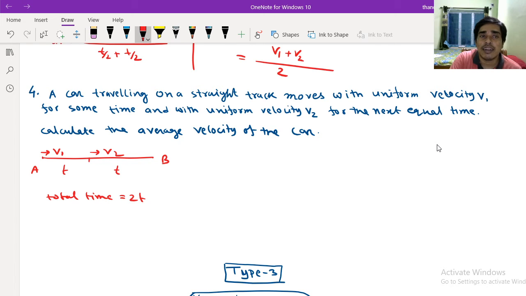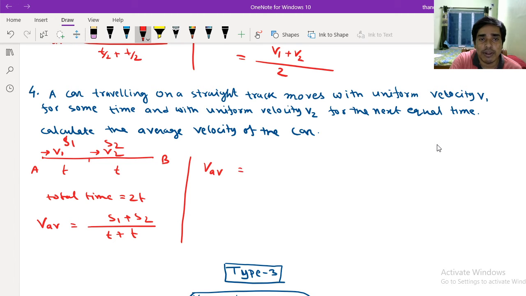Here you see that a car traveling on a straight track moves with uniform velocity v1 for some time, that means t, and with uniform velocity v2 for the next equal time, that means if this is time t, then it will be time t. Suppose this is s1, this is s2. So the average speed will be s1 plus s2, divided by the total time, that means t plus t.